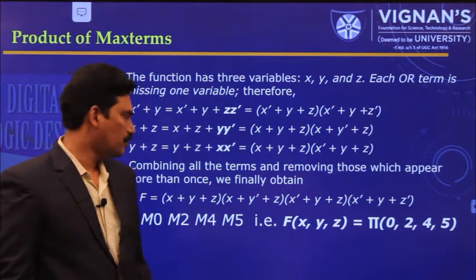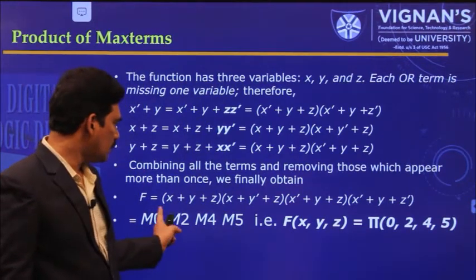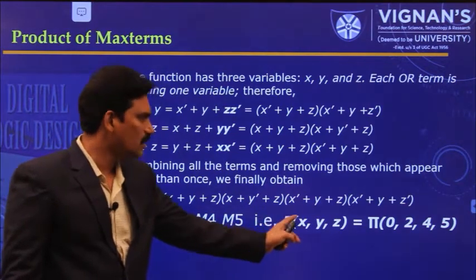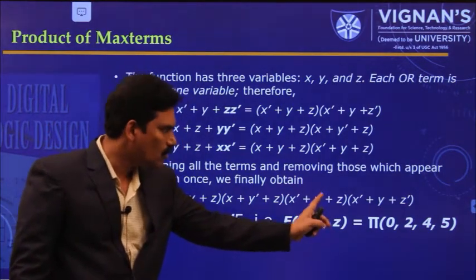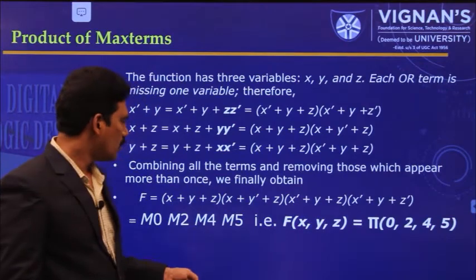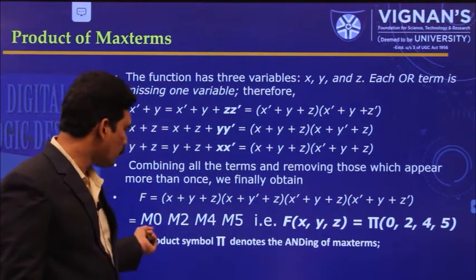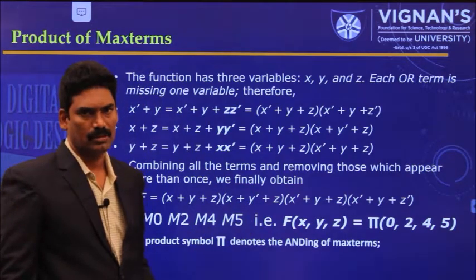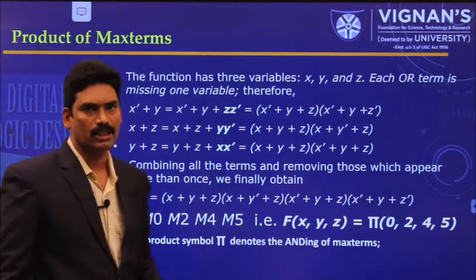This is about product of max terms, and here this is M0, M2, M4, M5, that is f of xyz is equal to pi of 0, 2, 4, 5. So this can be expressed that way, which means the product symbol pi denotes the ANDing of max terms. This is about product of max terms.